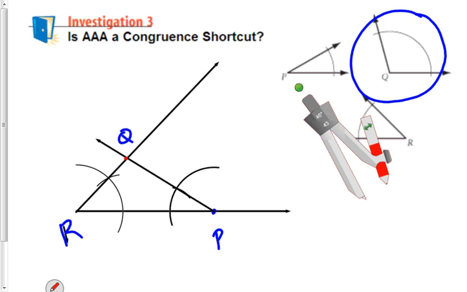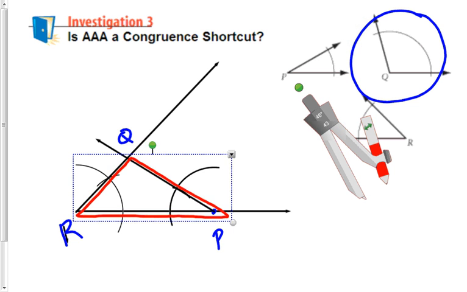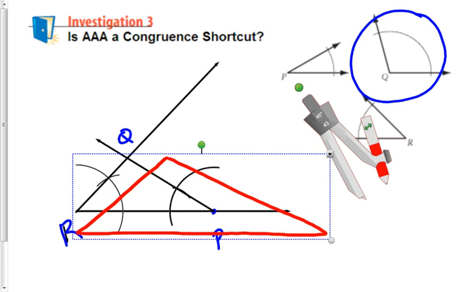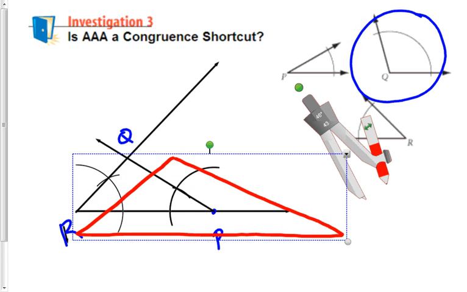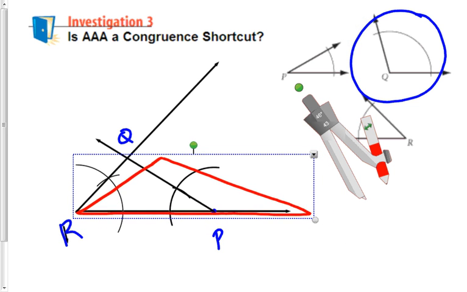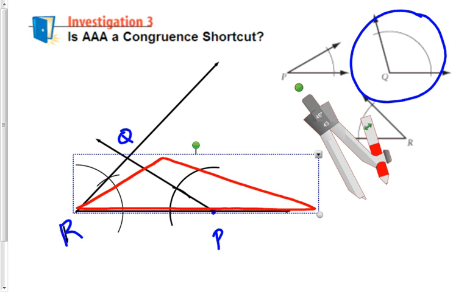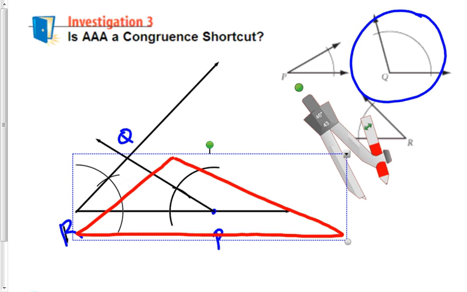Let me see if this works. I'm going to outline the triangle that we've constructed. Now I'm going to try to select it. Let me see if this works. I hope. And let's see what happens here. Now ask yourself, have any of those angles changed? Certainly the side lengths are changing, right? Oh, now I kind of screwed it up.